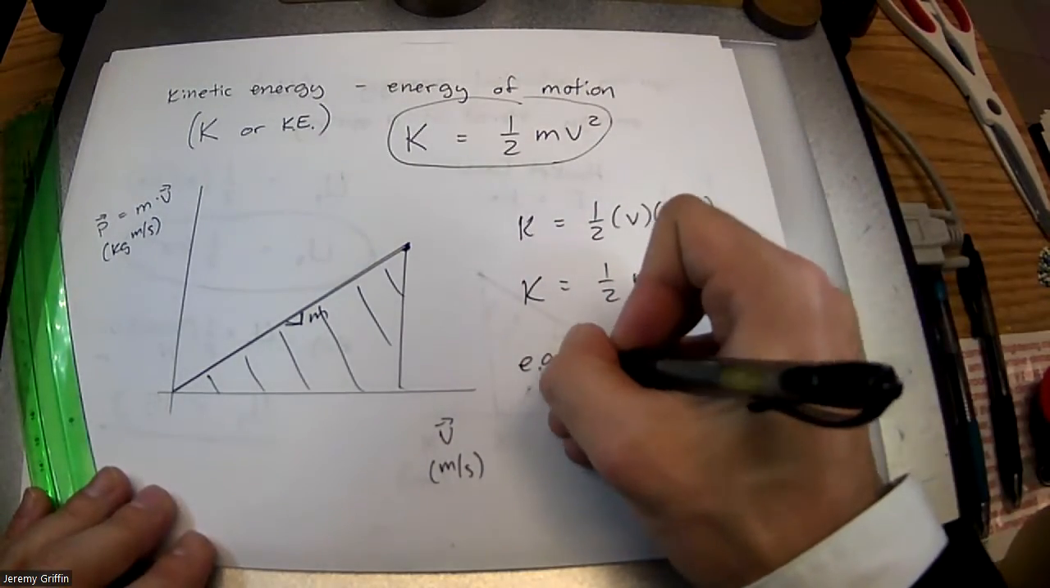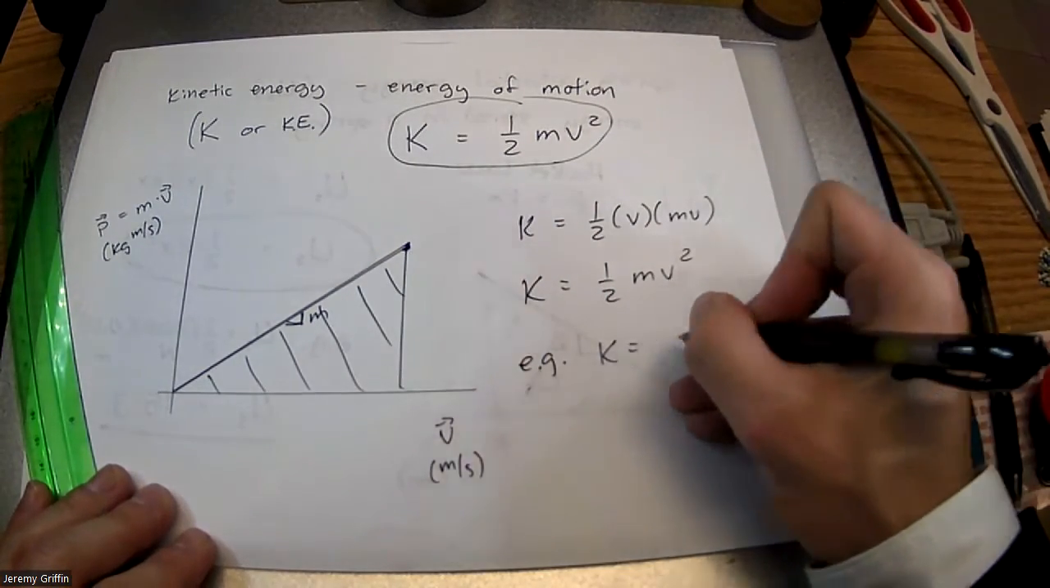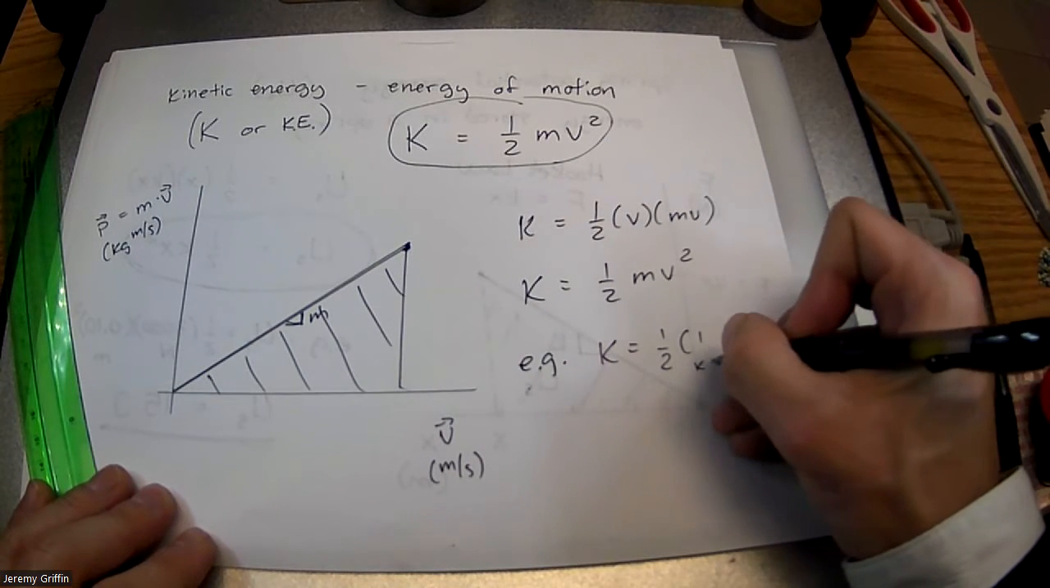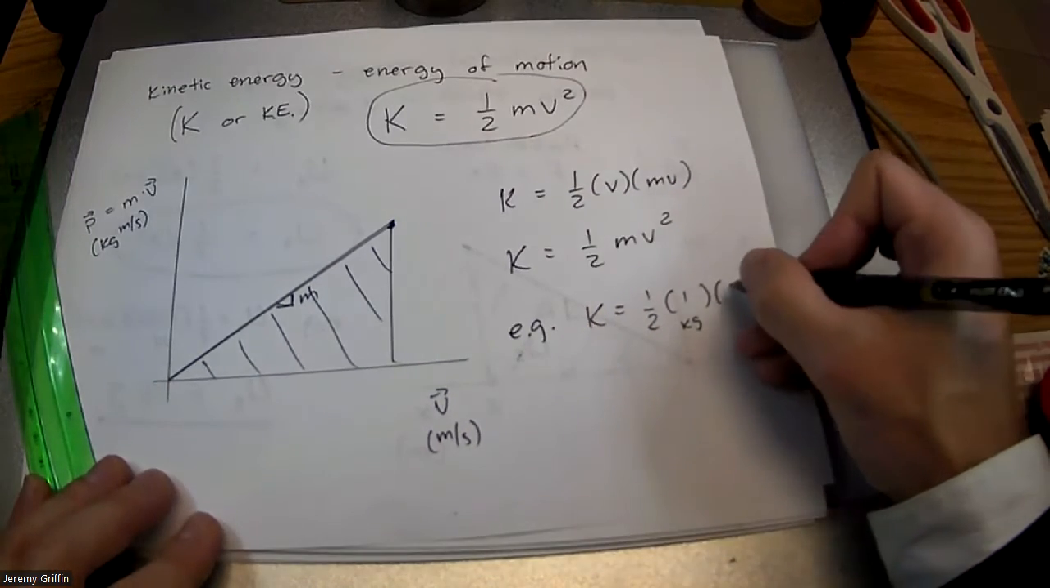Let's do an example. For example, suppose you had a mass of, say, 1 kilogram, and it was going at 10 meters per second.